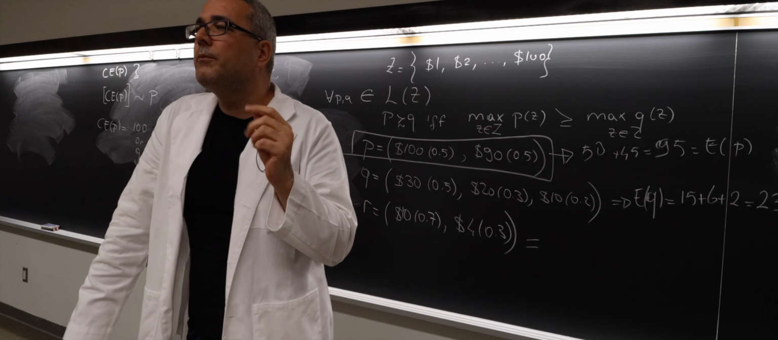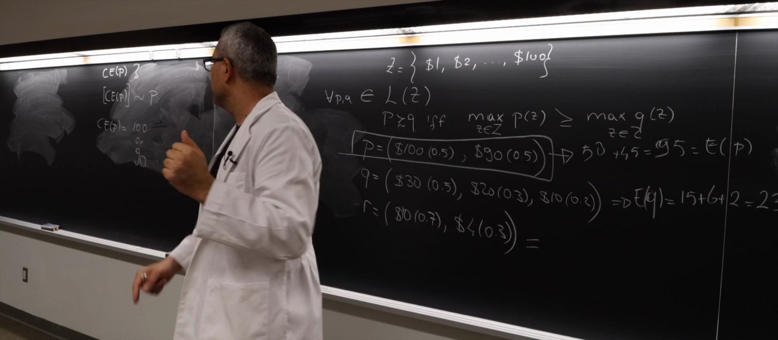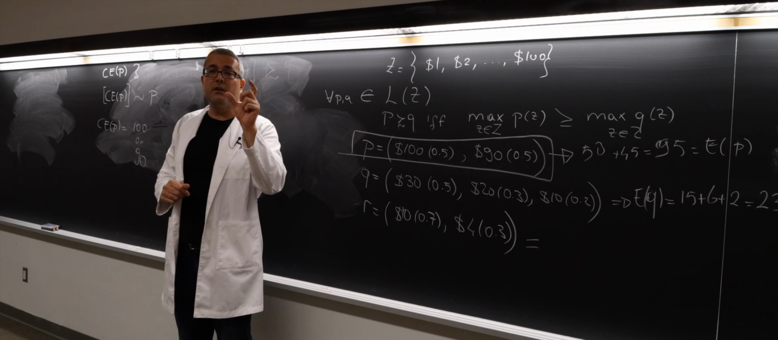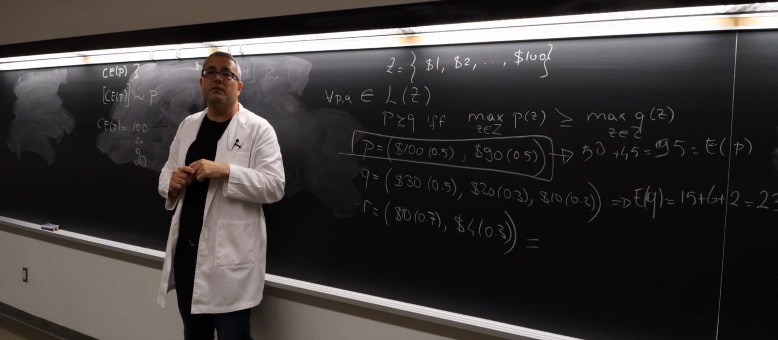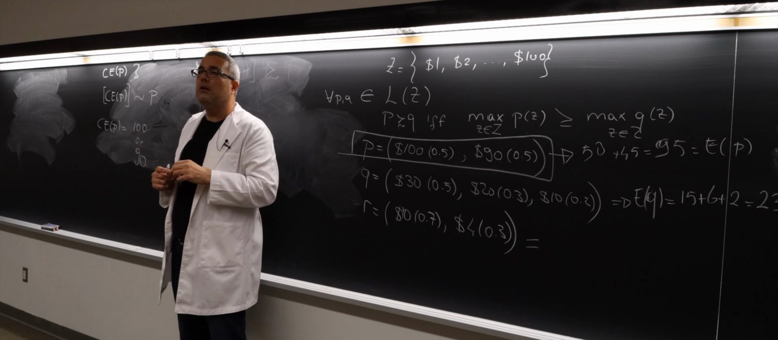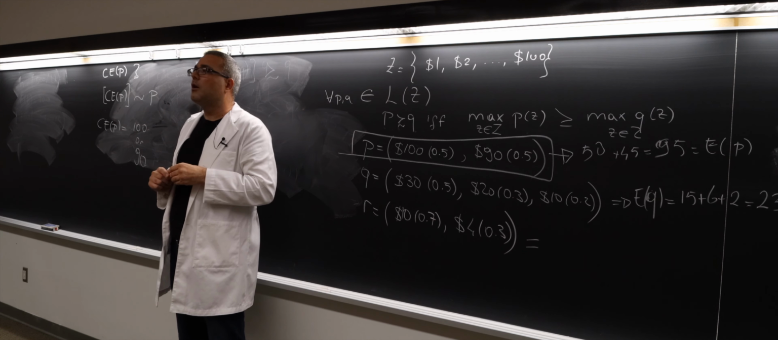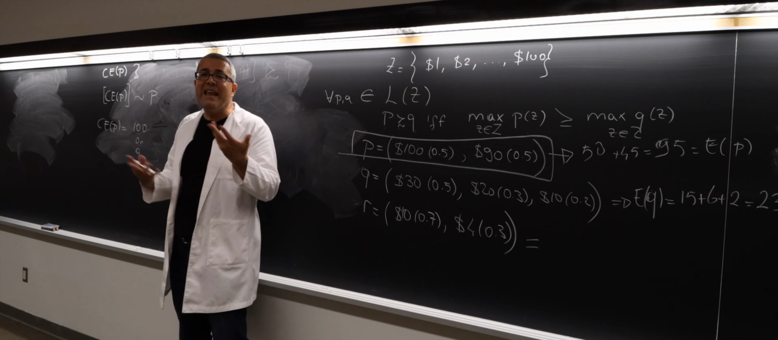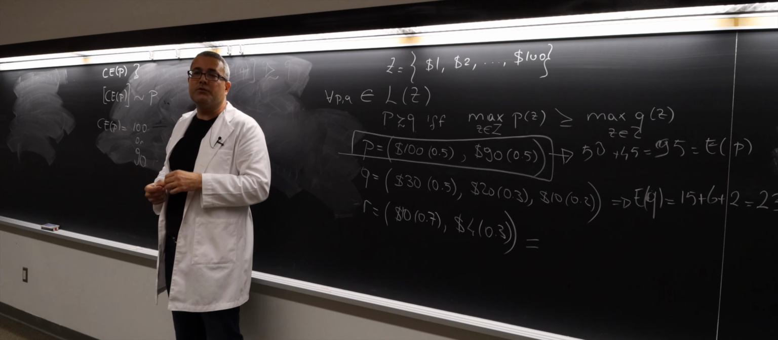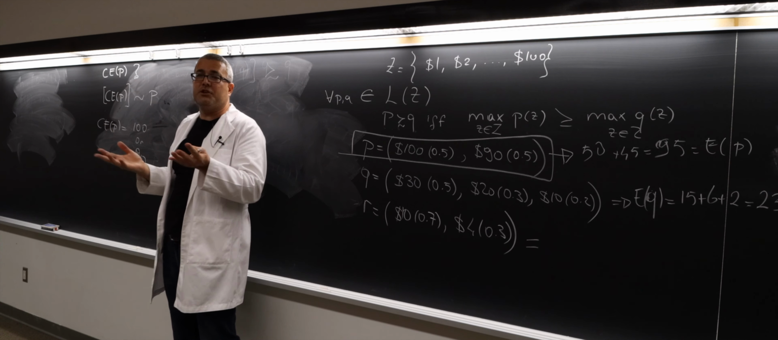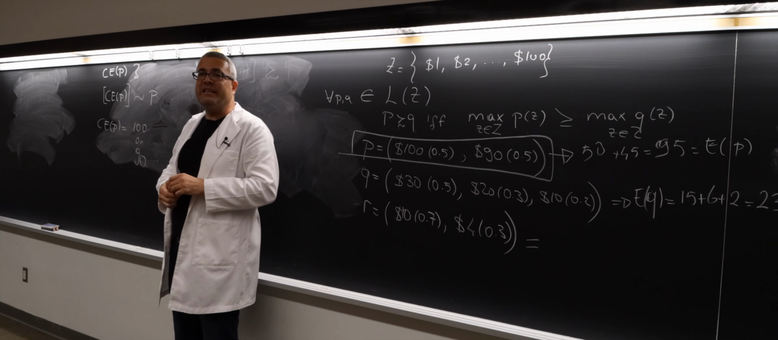Well, how do you verify the definition? Consider the sure lottery with $100. Is JJ going to be indifferent between that sure lottery and P? Yes or no question? Well, he's going to prefer the sure lottery, right? So therefore 100 cannot be the certainty equivalence, because certainty equivalence must satisfy this. This is the definition. Well, what about 90?